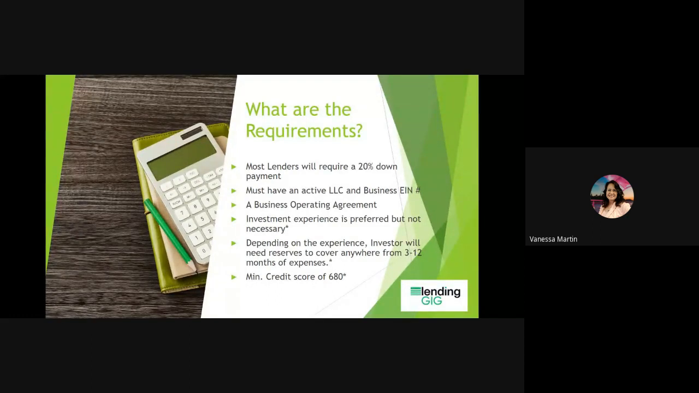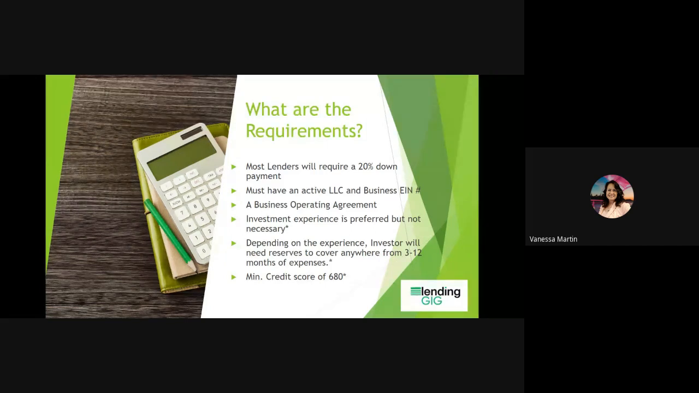And the good thing about that, if you have multiple partners, say you have 3 people that are in the LLC and one person has the higher credit score, they will use the highest credit score to get you your rate and term. So that's also a benefit of doing it in your business.